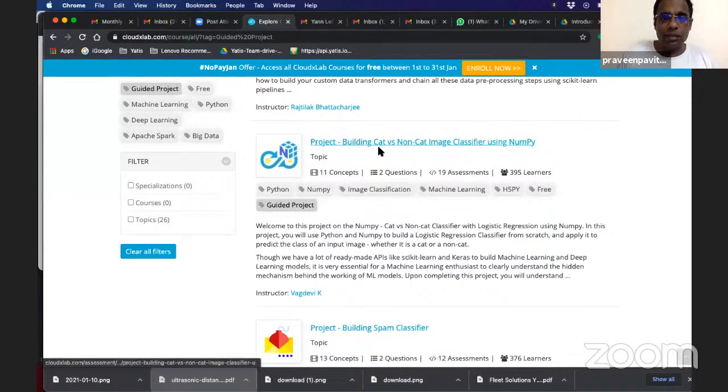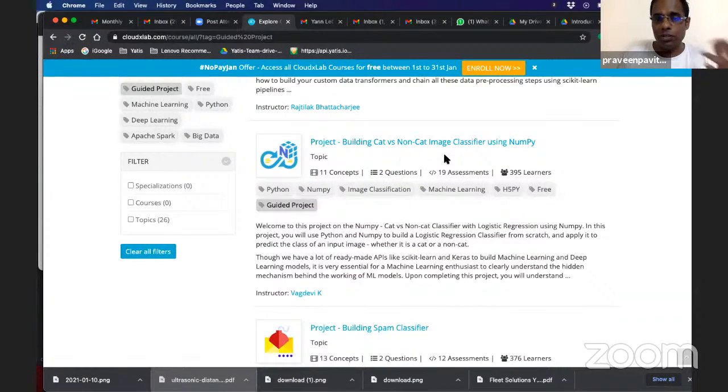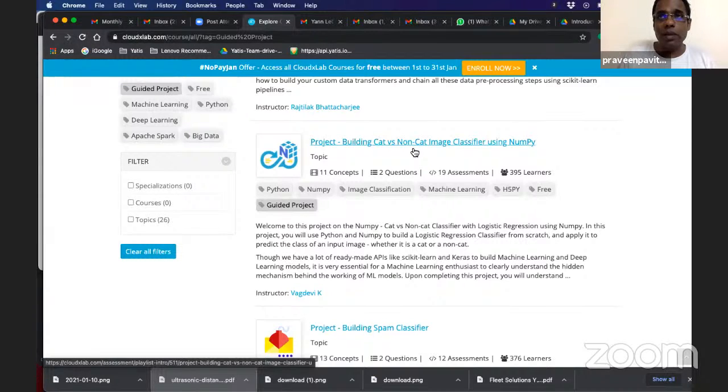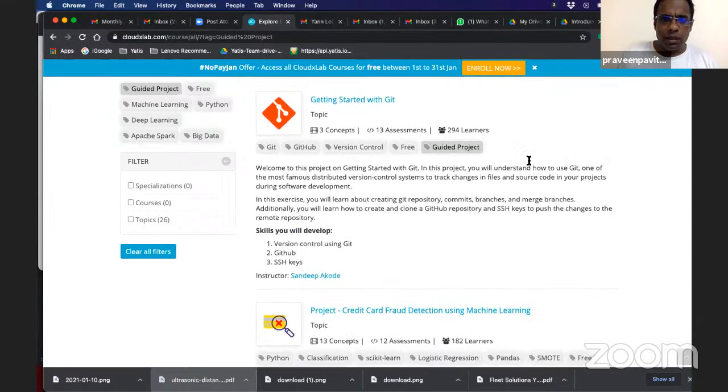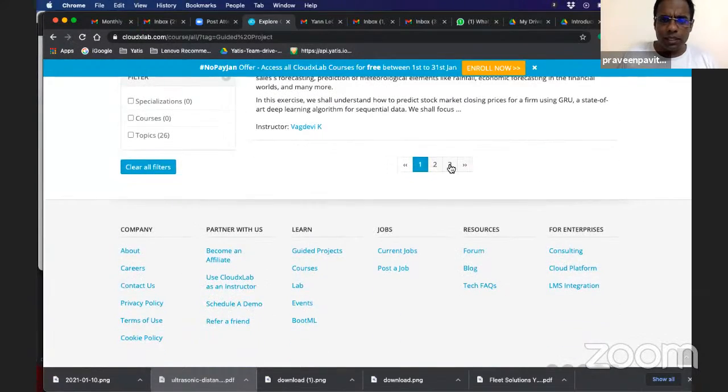This one, building cat versus non-cat, is not a practical one, but it's a very interesting exercise where we build an entire, complete neural network and do classification with just NumPy and not using any advanced packages like TensorFlow, etc. And there are multiple like these.